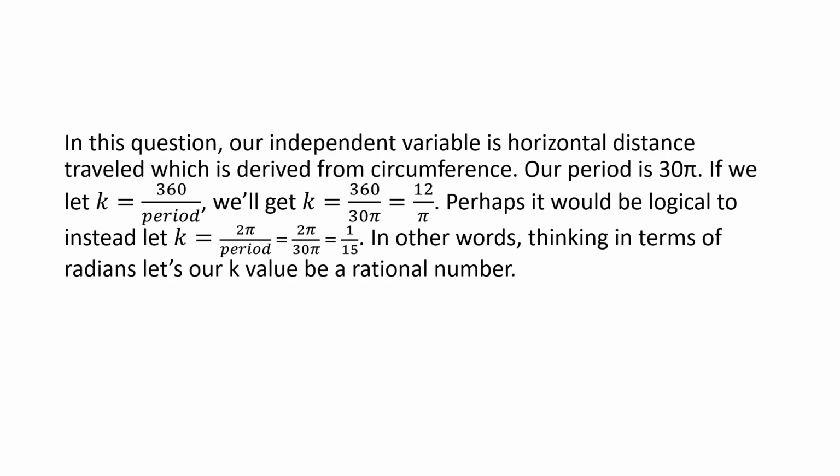Our independent variable is horizontal distance. So if we let k be 360 over the period, we'd be saying k is equal to 360 over 30 pi. And when we simplify that, we'd get 12 over pi. Well, who wants that? Who wants such an irrational number as that? So instead, let's put our calculator in radian mode, and that'll make k be a rational number.